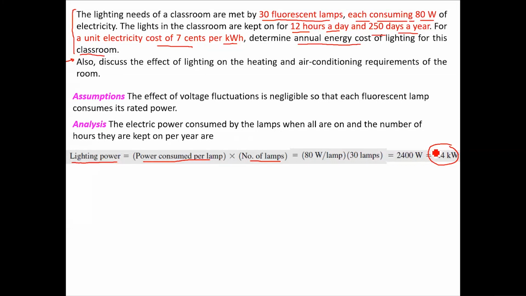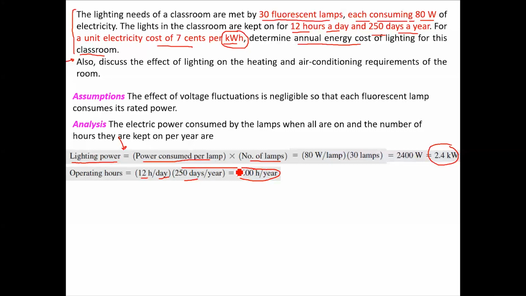Now, since your concern is how many kilowatt hours are required for the year, you have to calculate the total time for which this lighting power is required in terms of hours. It's easier if I find out the total number of hours those lamps would be on in that room for the year. That is 12 hours a day multiplied by 250 days a year, so the lighting power is required for 3000 hours in a year.